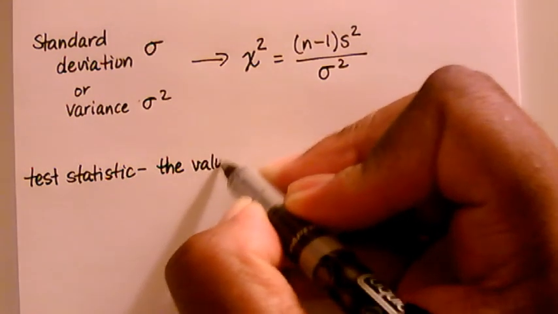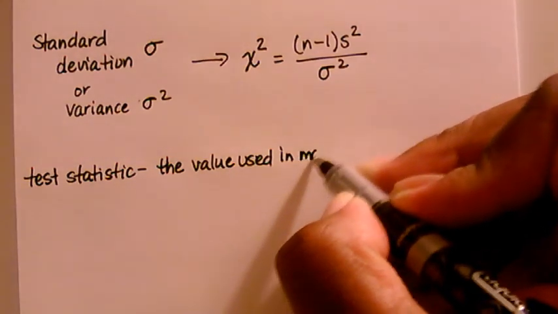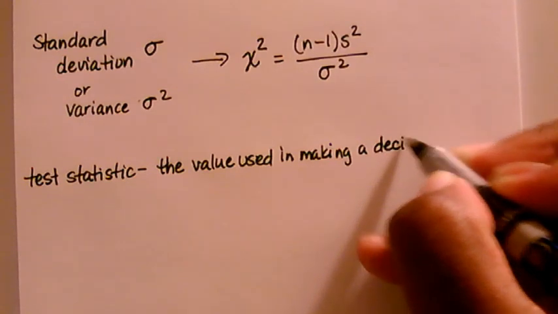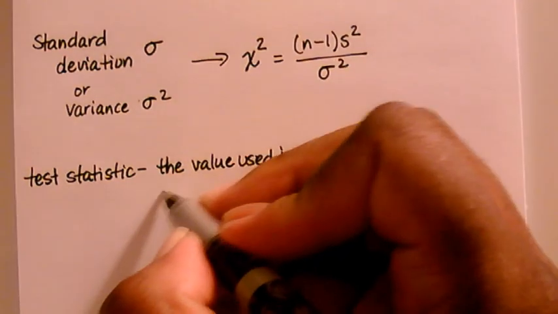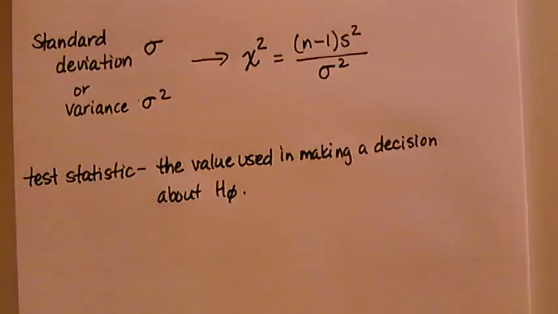That's going to be the value used in making a decision about the null hypothesis, or H sub 0. Okay, it's going to be a value that's used in making a decision about the null hypothesis, and we find that test statistic by converting the sample statistic to a score with the assumption that the null hypothesis is going to be true.